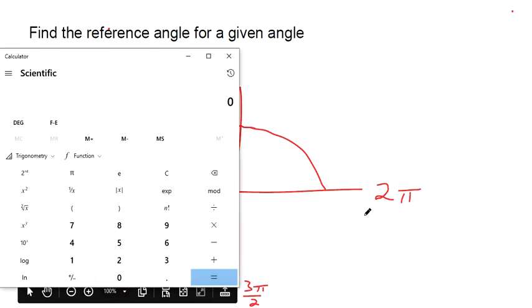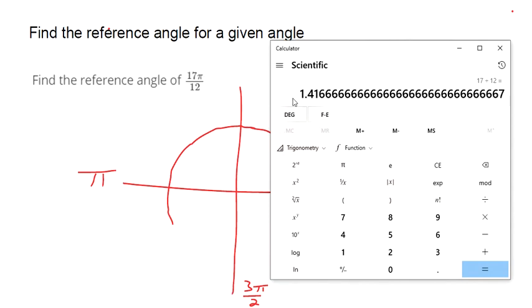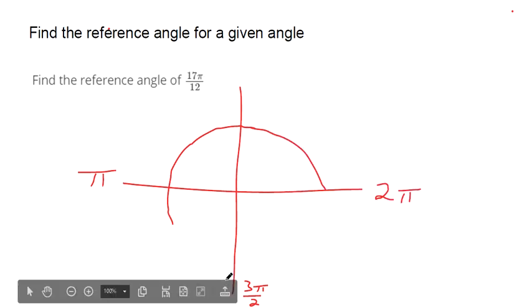I should know what this is off the top of my head, but when I make videos, my math goes all fuzzy. So 17 divided by 12, that's 1.42. So that's not quite past 3 pi over 2. So our angle terminates somewhere right here.